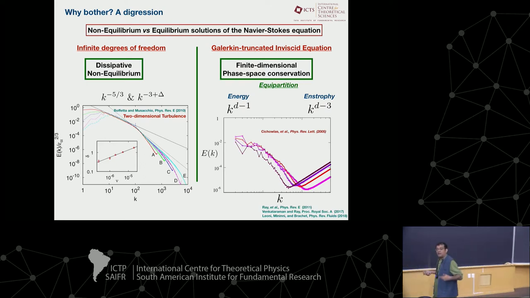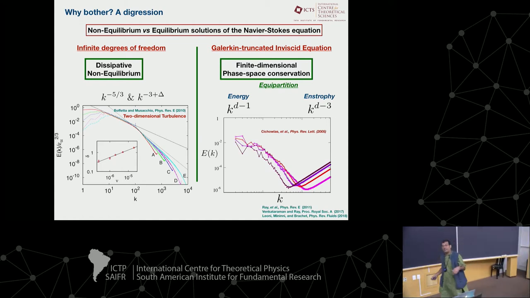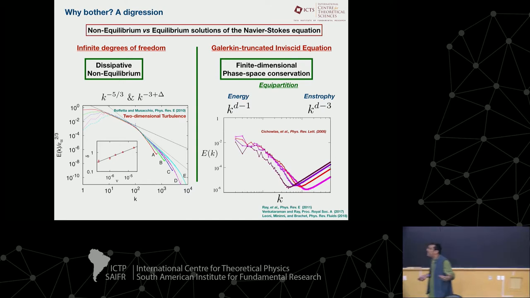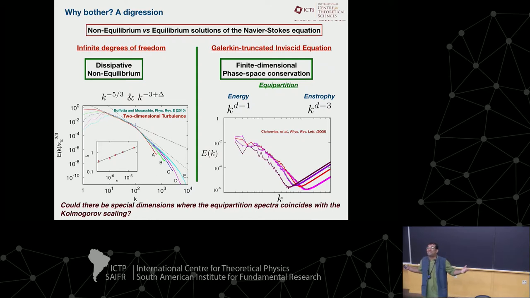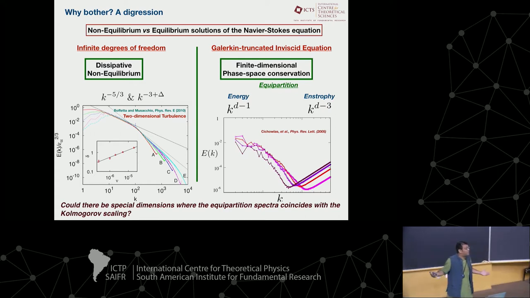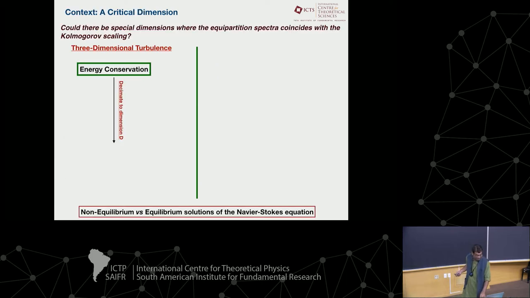The reason we started playing with this was to answer a question about whether there is an interface of equilibrium solutions in the Navier-Stokes equation with non-equilibrium solutions. And the goal really was, just so that it doesn't appear very mystic why we are playing this bizarre game, to ask if there are any special critical dimensions where the equipartition spectrum coincides with Kolmogorov scaling. So for example, equipartition would mean that the kinetic energy is equally distributed in three dimensions. This would be an energy spectrum k squared, but we know Kolmogorov theory says it has to be k minus 5/3, as is also shown by experiments.